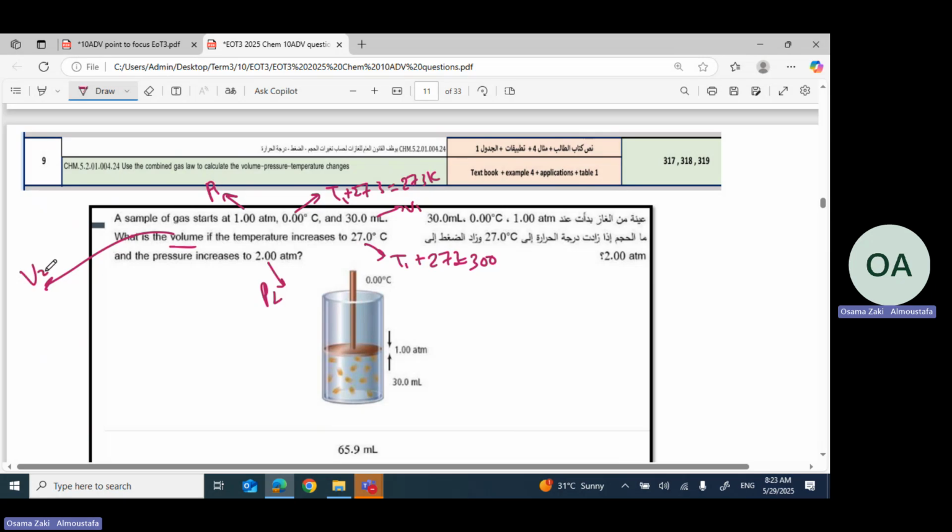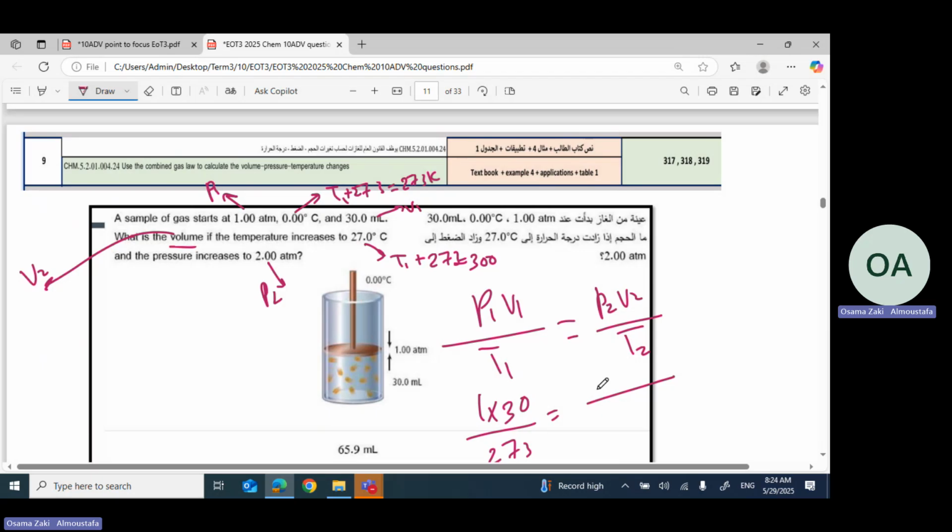So this is the combined gas law because nothing is constant here, except the amount of gas. So the formula is P1 V1 over T1 equals P2 V2 over T2. So P1 is 1 times V1, which is 30, divided by T1, which is 273, equals P2, which is 2, times V2, we don't know V2, over T2, which is 300. Okay, calculator.